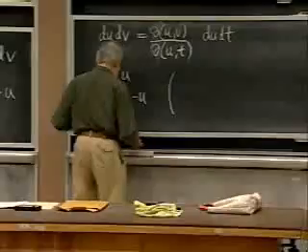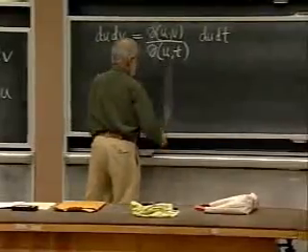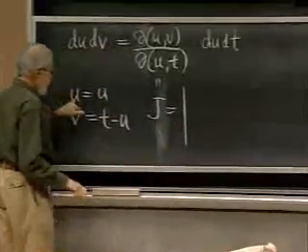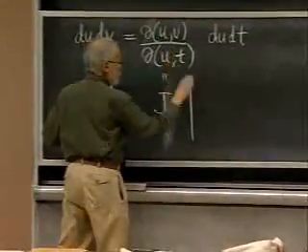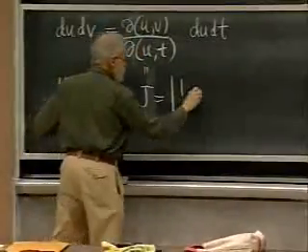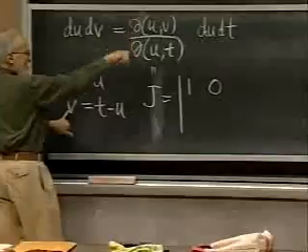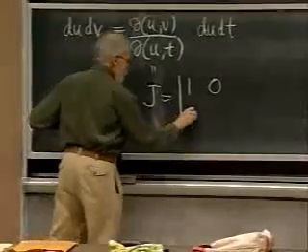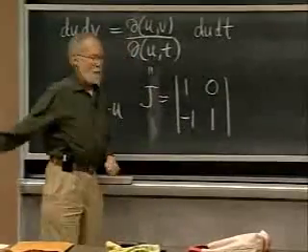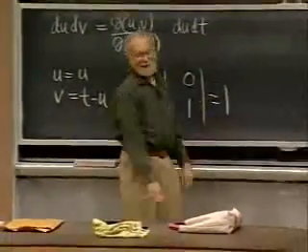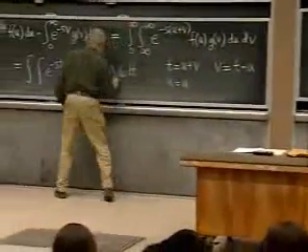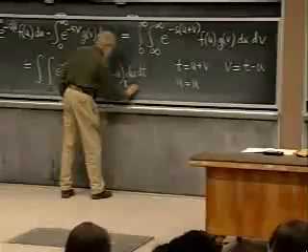The determinant of the matrix of partial derivatives. So it's the determinant whose entries are the partial of u with respect to u, the partial of u with respect to t, but these are independent variables, so that's 0. The partial of v with respect to u is -1. The partial of v with respect to t is 1. So the Jacobian is 1. So if you forgot it, no harm.